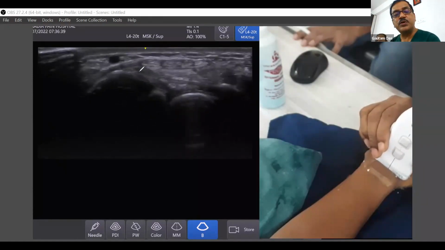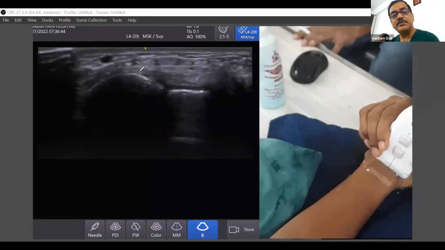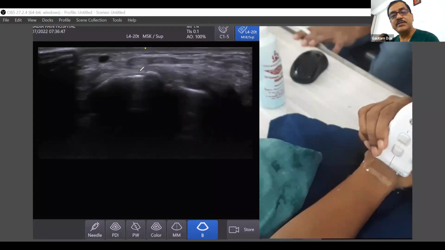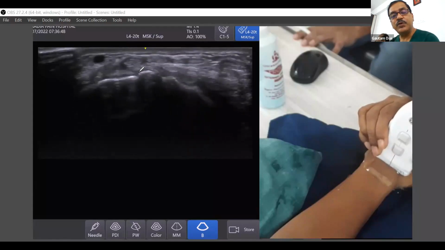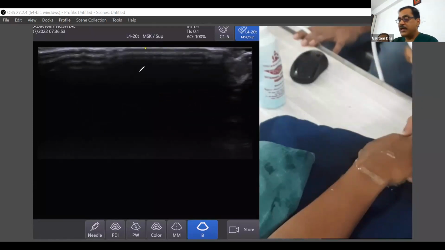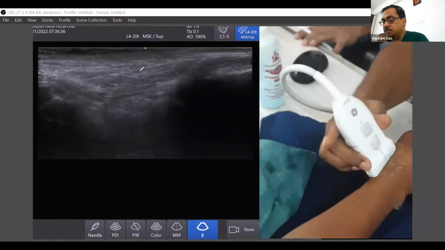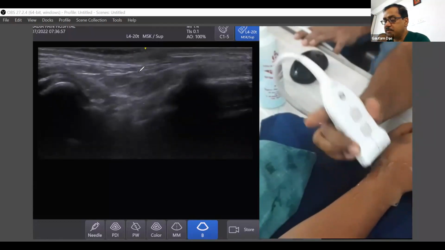And now the next bone coming is, one side peeping is your hamate, another side peeping is your capitate. So now the hamate is coming big, and this is the capitate. And if I'm going still distally, the metacarpal bone should be coming. So now let us scan in long axis.